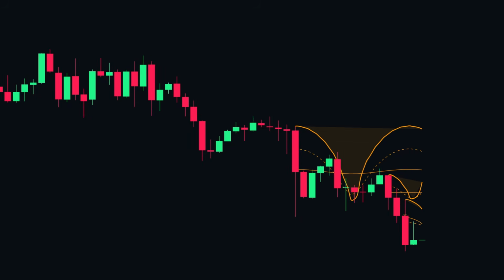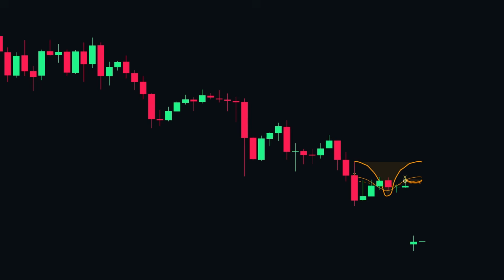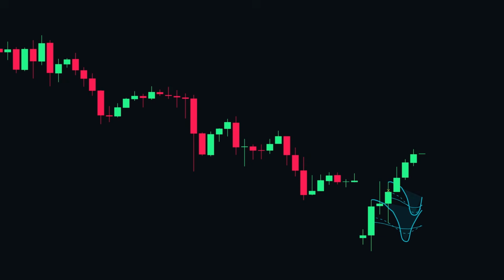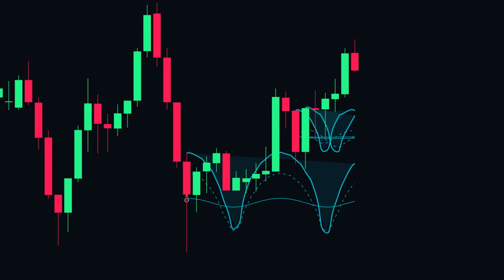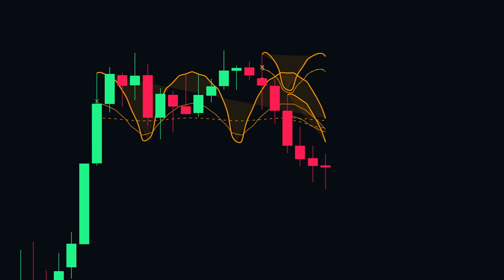Another thing you will notice is the color of the waves. The color changes depending on whether the structure is acting as support or resistance. When the waves appear in cyan or light blue, it means the cycloid structure is below price and acting as support. When the waves appear in orange, the structure is above price and acting as resistance. This color change gives you a quick visual understanding of the market bias.